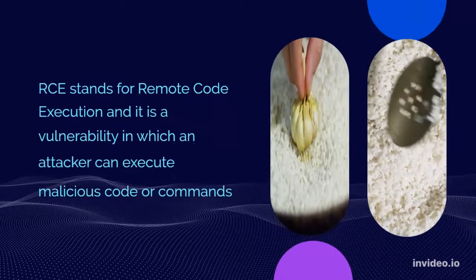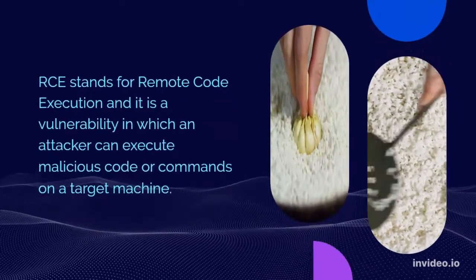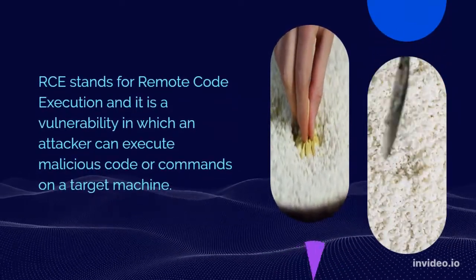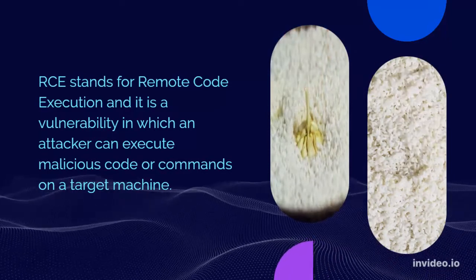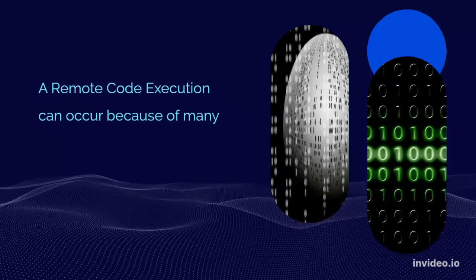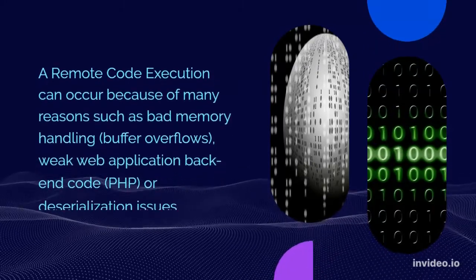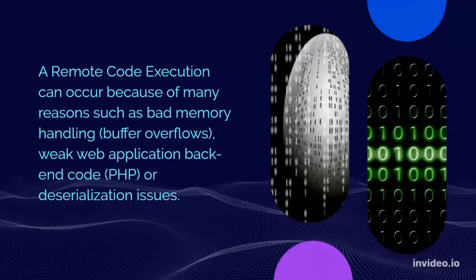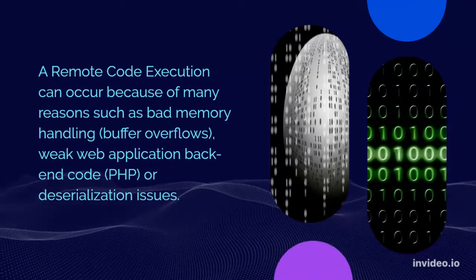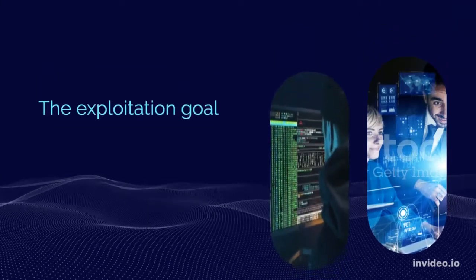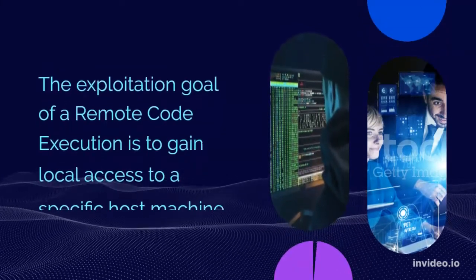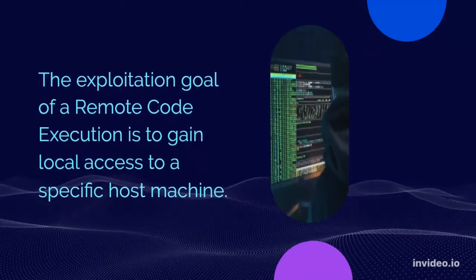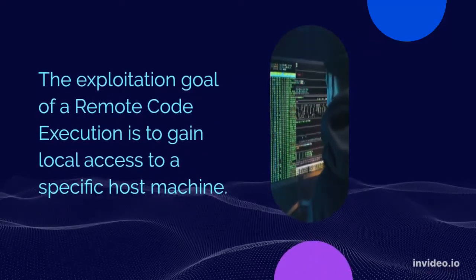RCE stands for Remote Code Execution, and it is a vulnerability in which an attacker can execute malicious code or commands on a target machine. A remote code execution can occur because of many reasons such as bad memory handling, buffer overflows, weak web application backend code, PHP, or deserialization issues. The exploitation goal of a remote code execution is to gain local access to a specific host machine.